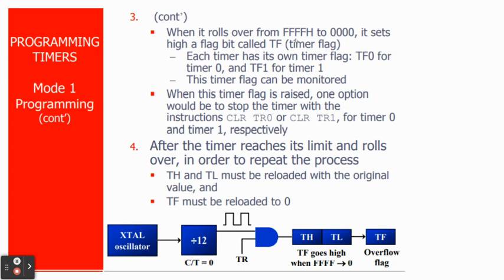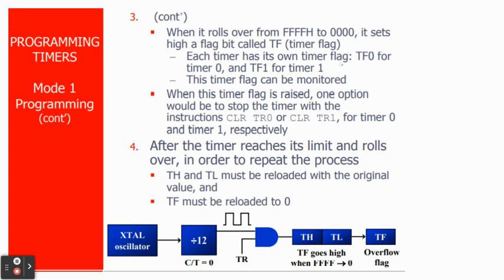Again, when it rolls over from FFFF to 0, this means that you already reached the maximum value of your timer, and there's no other number where it will go, because we cannot have 10000. I mean, FFFF is the last. So if you still count up or add the time to it, then it will go back to 0. And that will automatically set the timer flag TF, whether it's TF0 or TF1, to be equal to 1.